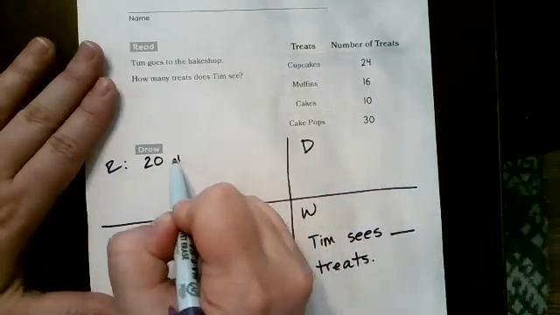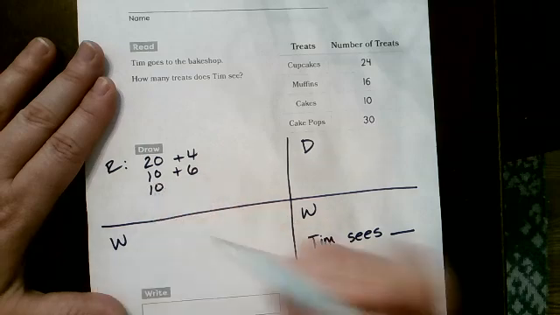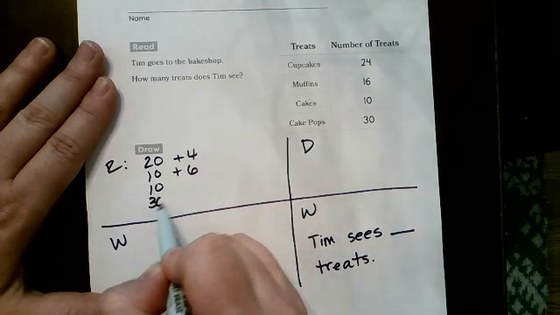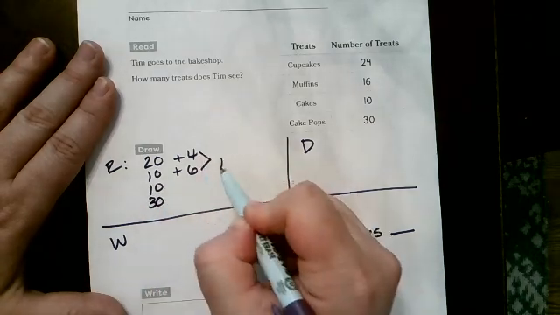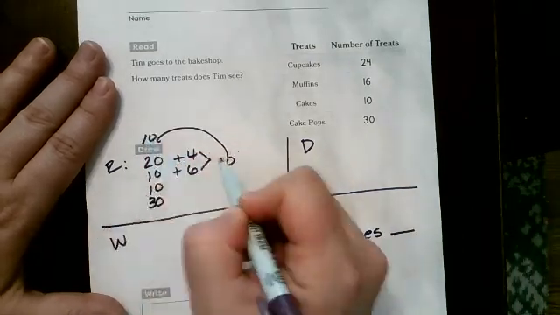Okay, for my read, I'm going to start with cupcakes. He sees 20 and 4. Muffins, he sees 10 and 6. Cakes, he just sees 10. And cake pops, he just sees 30. 6 and 4 is 10. Move that over. Done with it.